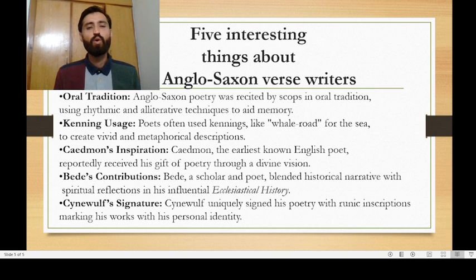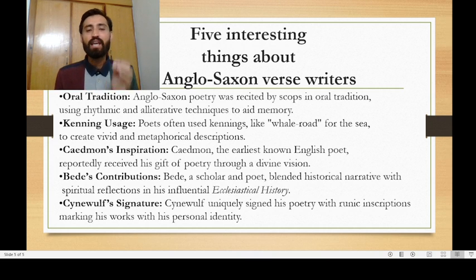The first one is oral tradition. Oral tradition means that people used to narrate things rather than writing them down. Anglo-Saxon poetry was recited by scops in oral tradition, using rhythmic and alliterative techniques to aid memory. It was spoken in front of the audience, and rhythm and alliteration are the most prominent techniques when it comes to narration.